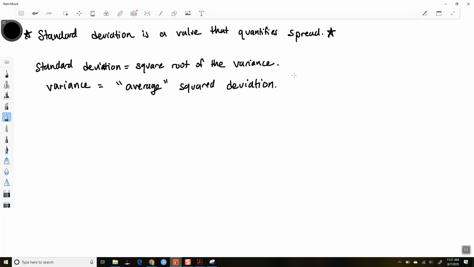Okay, and I put average in quotes because we don't divide by n, but we divide by a different number. It's complicated, but this is what we have. Okay, the symbol for standard deviation is S, and the symbol for variance is S squared. It's not V. S squared, to emphasize that the standard deviation is the square root of the variance.